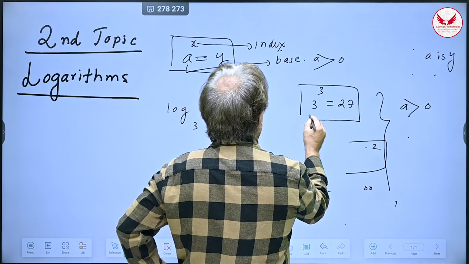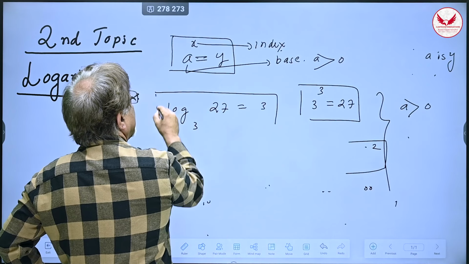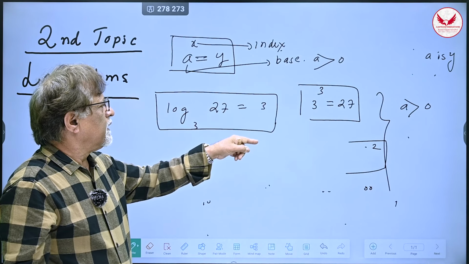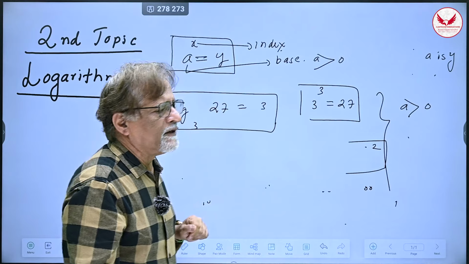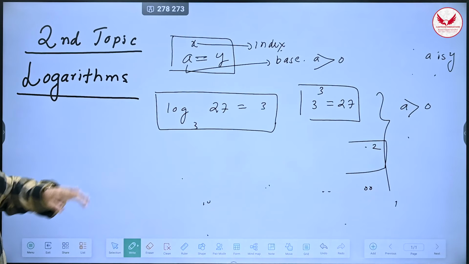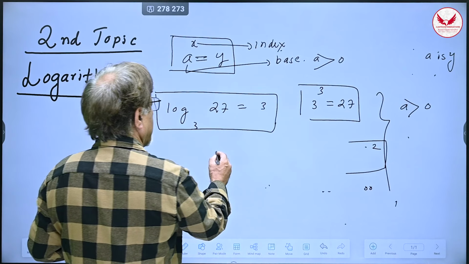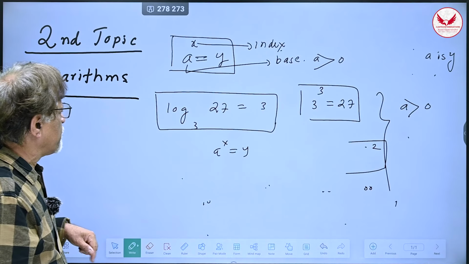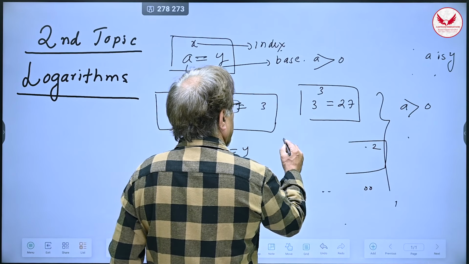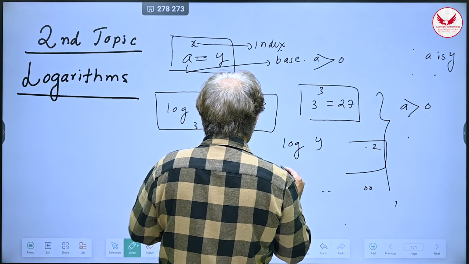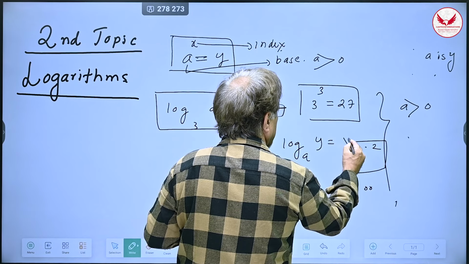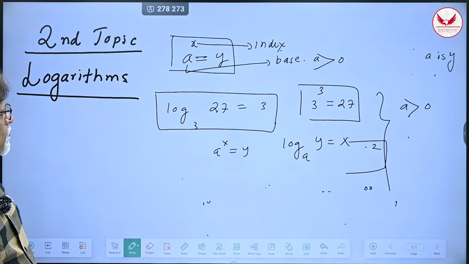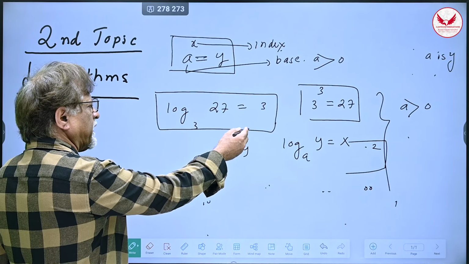So these two statements are absolutely same, but their intention is different. Here I am trying to find out which power of 3 is 27. Here I want to find out what is the third power of 3. So these two questions are different, but they are exactly opposite of each other. Correct? So here a raised to x is equal to y. Suppose this is the statement. If I want to transform this same statement in logarithmic form, I will write log of y to the base a is equal to what? x. So the base for both notations is same. So log of y to the base a is equal to x.